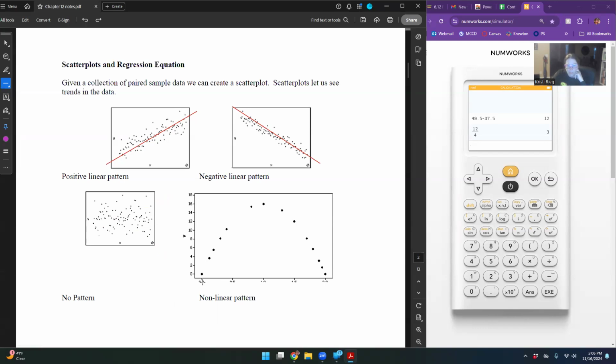This last one, there is a pattern. It's like a rainbow or an upside-down parabola. It's just not a line. It's not a linear pattern. So we're going to be talking about those three the most: no pattern, positive linear, negative linear. You will see a couple nonlinear just to compare in the future, but mostly this is linear because that's the name of the section.